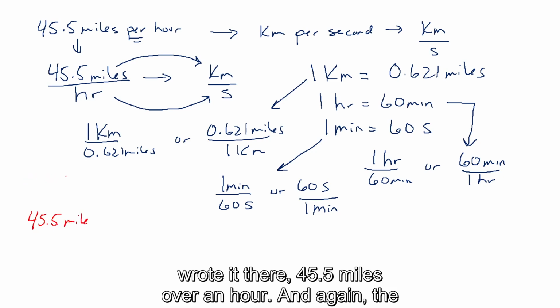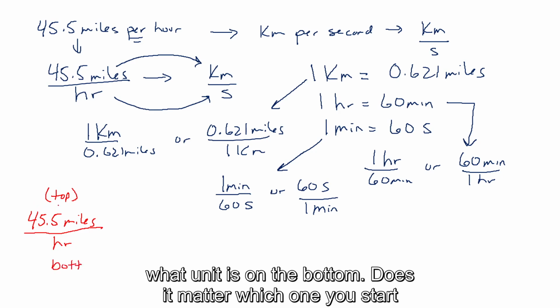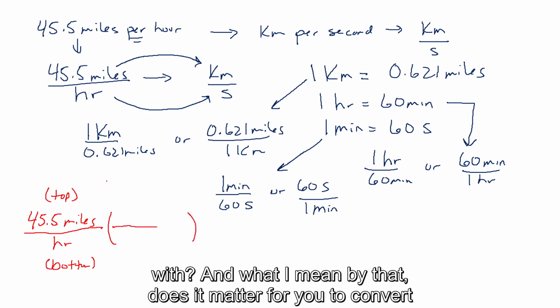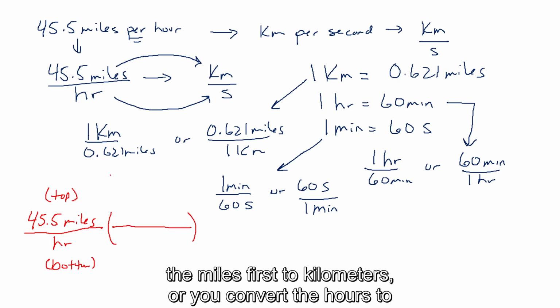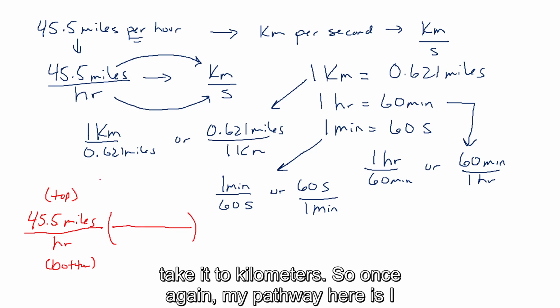45.5 miles over an hour. And again, the purpose of setting up like this is I know what unit's on top and what unit is on the bottom. Doesn't matter which one you start with. And what I mean by that, it doesn't matter if you convert the miles first to kilometers or you convert the hours to seconds. It doesn't matter. I'm going to start with miles and take it to kilometers.